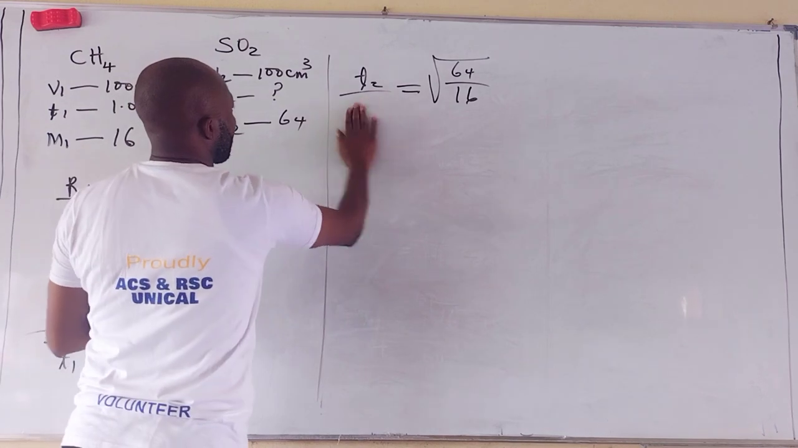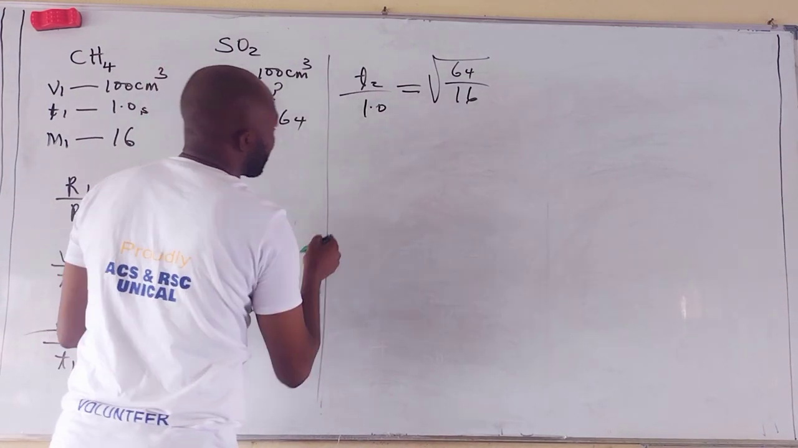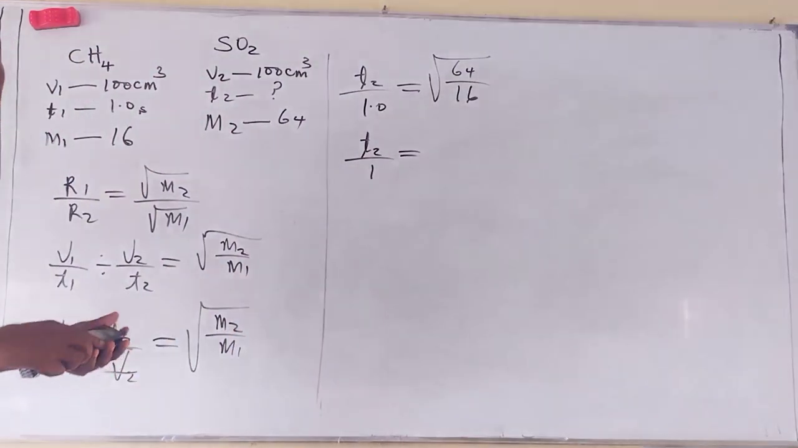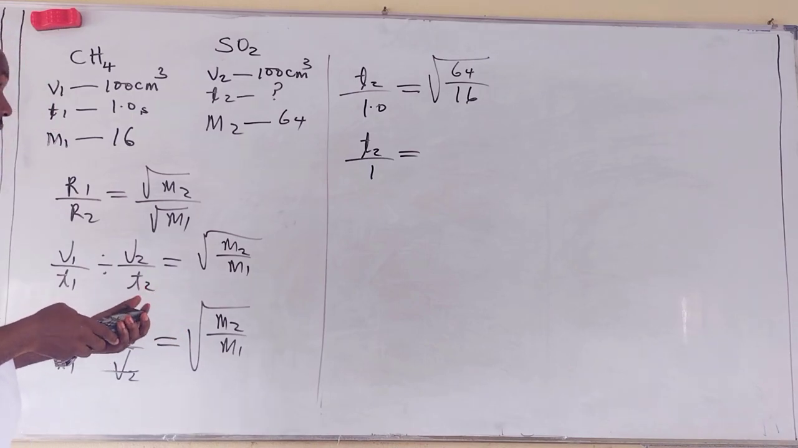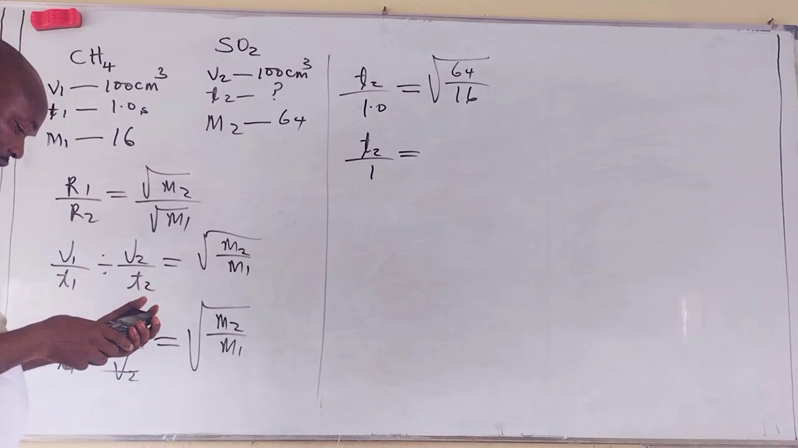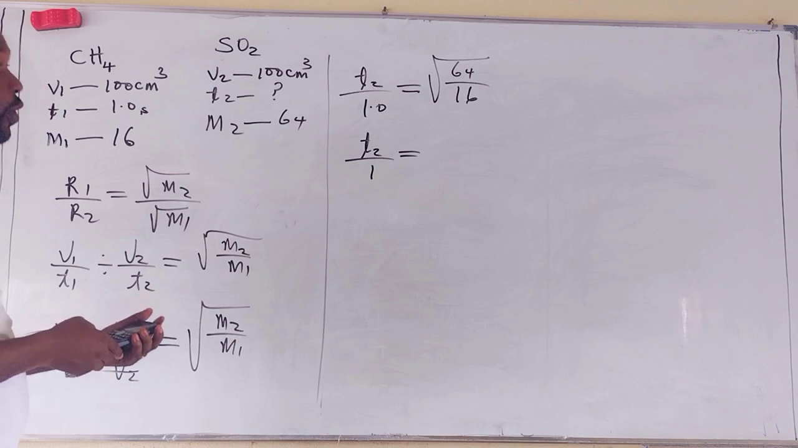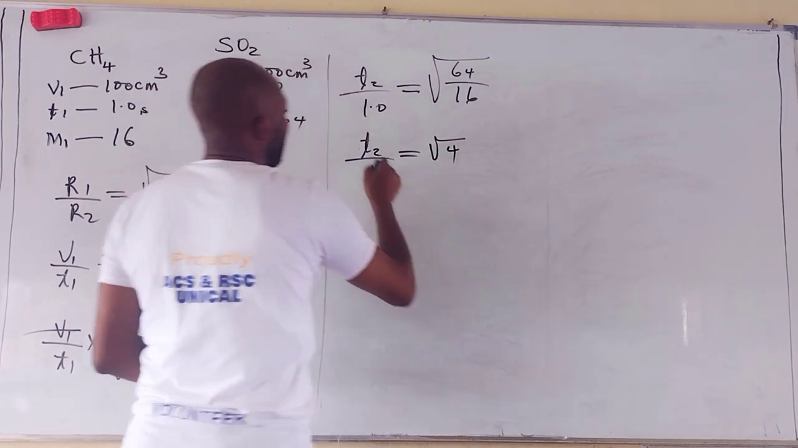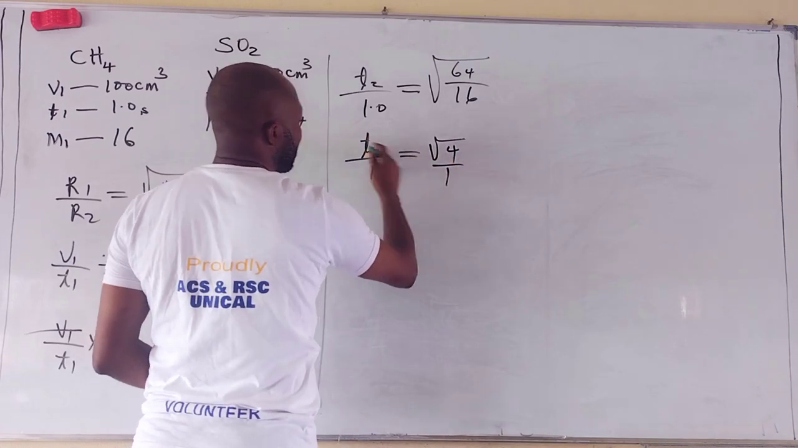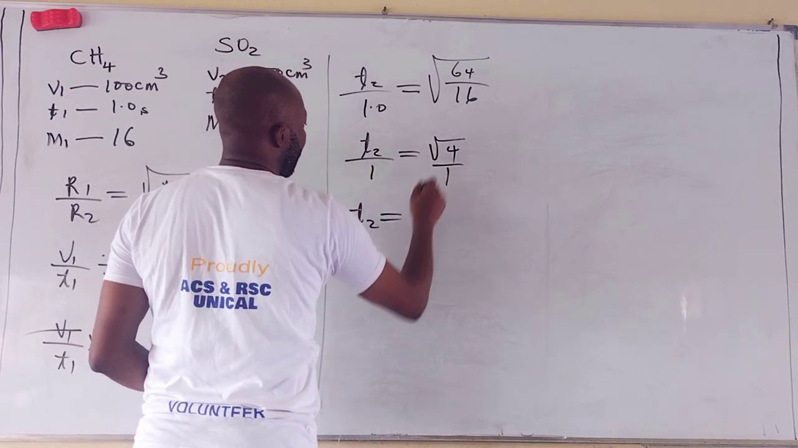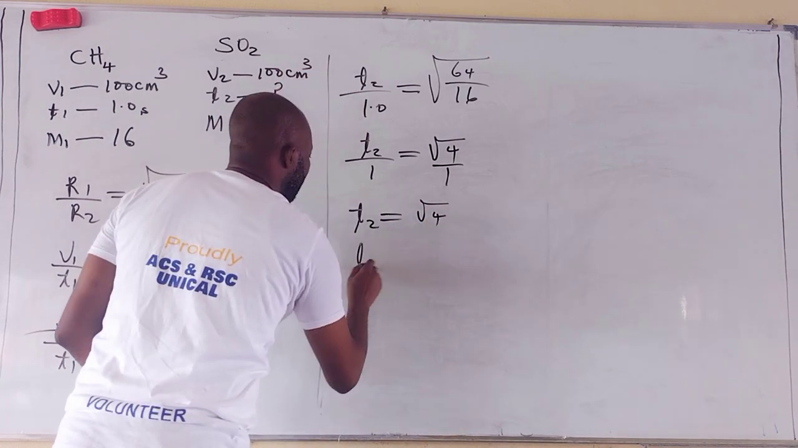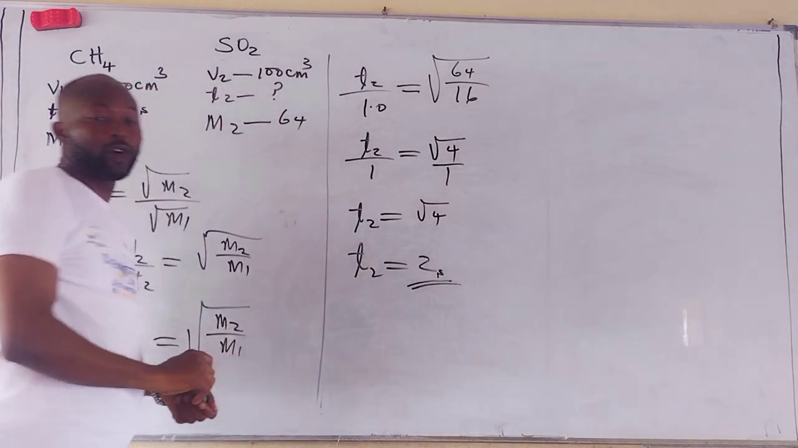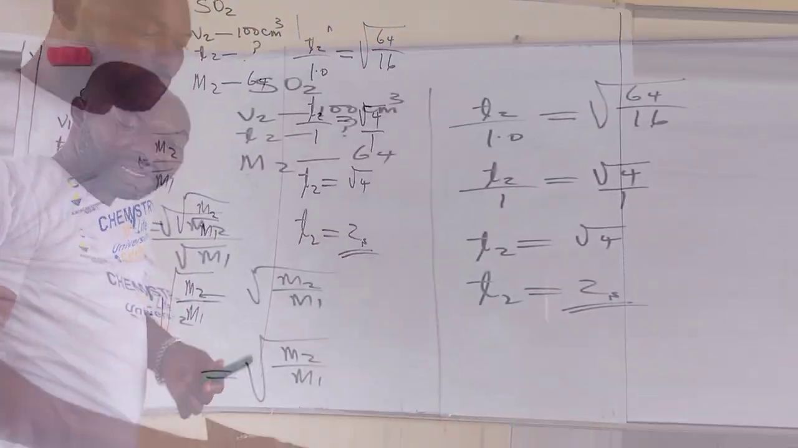T1 is 1.0. So I have T2 over 1 is equal to the root of 64 divided by 16, which is 4. So I have the root of 4 here. Now, by cross multiplication, T2 is equal to 1 times root 4, which is root 4. So my T2 is equal to 2 seconds, because the root of 4 is 2. Let's look at the 6.